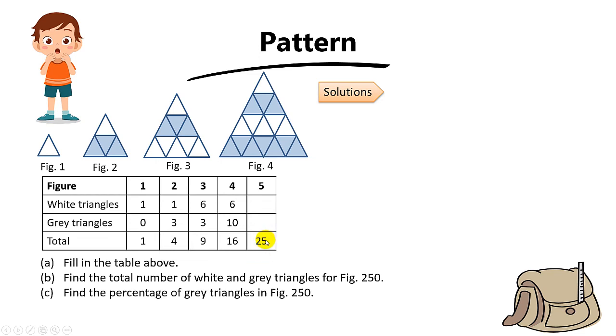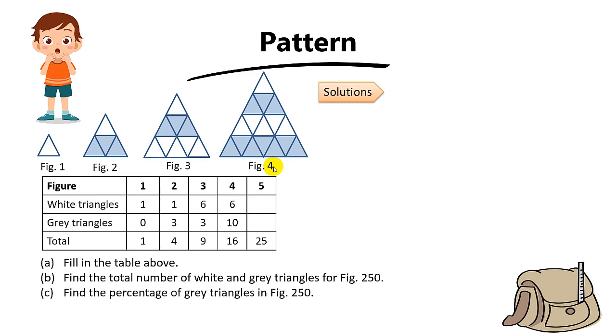Obviously the most direct method to solve this is to draw figure 5. You just need to insert one more row of white triangles below. You can see the black triangles you don't add anymore. You just insert the white triangles below, and then count the number of triangles, and you should get the same answer. But what is the shortcut? The shortcut is actually to spot the pattern.